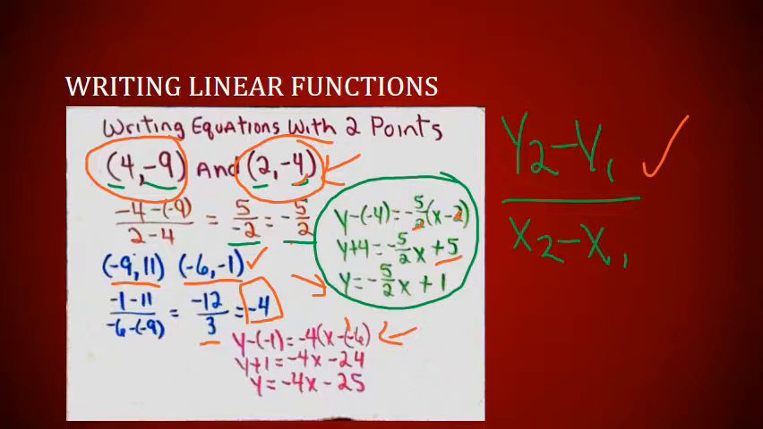That's going to turn to a +6. Minus a negative is a positive. Y plus 1 equals -4x. Well, even though this was a +6, I'm still distributing -4 to it. So I'm still multiplying a negative times a positive. So I end up with -24. Y plus 1 equals -4x minus 24. I'm going to subtract 1 from both sides. And my linear function equation is y equals -4x minus 25.